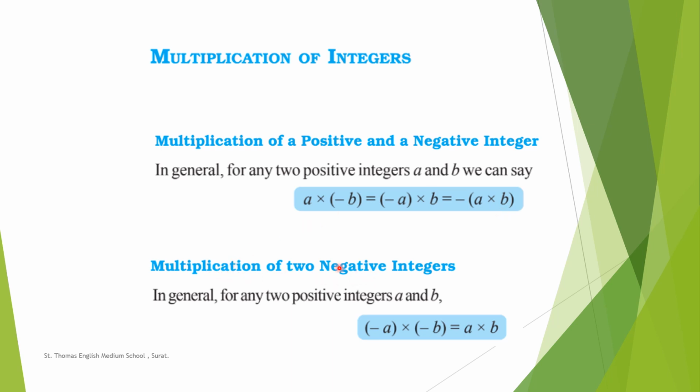Multiplication of two negative integers. In general, for any two positive integers a and b, minus a multiplied by minus b. First you have to multiply the sign, minus into minus plus, a into b. So two numbers are negative, so you have to multiply both the negative signs, minus into minus plus, then multiply a into b. It's clear?